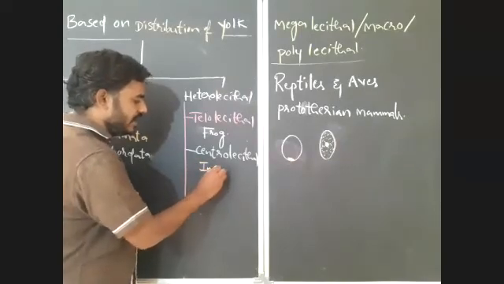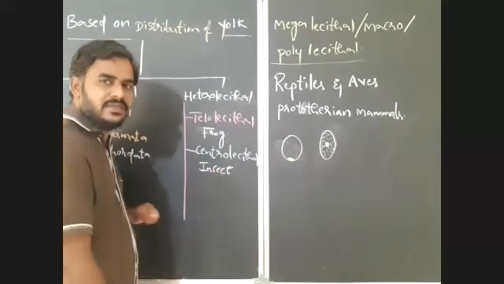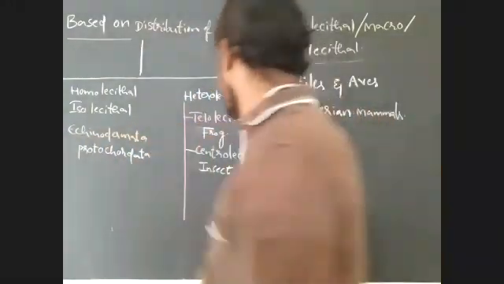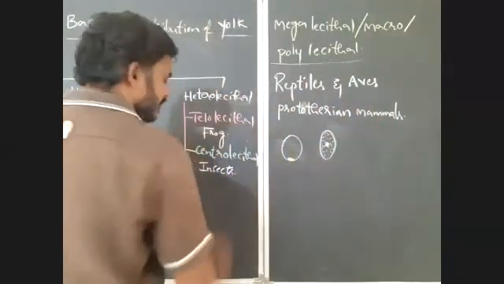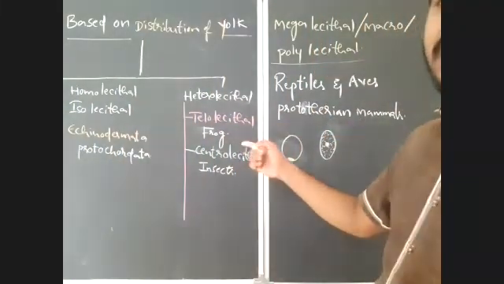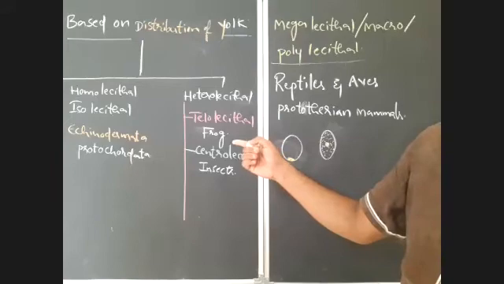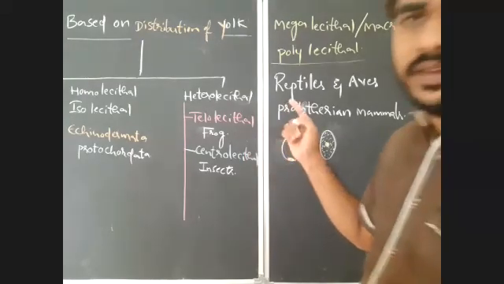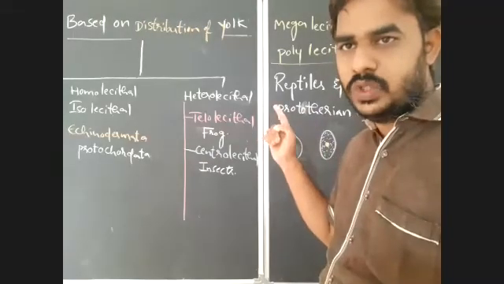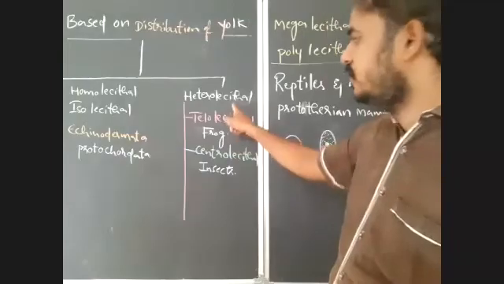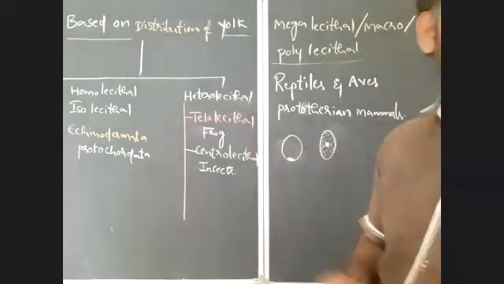In first year already we discussed which type of eggs are present in cockroach. Which type of eggs are present? Centrolecithal eggs. Centrolecithal eggs are present in the cockroach. That also you have to remember. Okay. So that's clear. Is it clear? Okay. So telolecithal completed, centrolecithal completed.